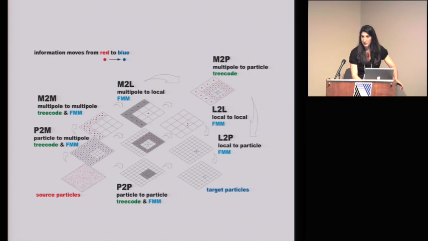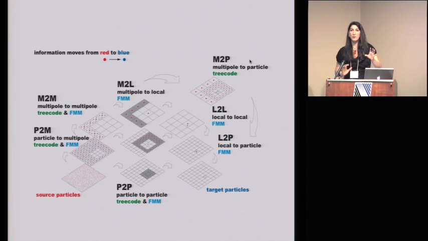This is a particle to multipole operation, which is done both in the tree code and the fast multipole method, FMM. Then you cluster those series expansions at the higher levels of the tree, aggregating them in what's called the multipole to multipole, again M to M, done both in the tree code and FMM. Let me show you the tree code first.